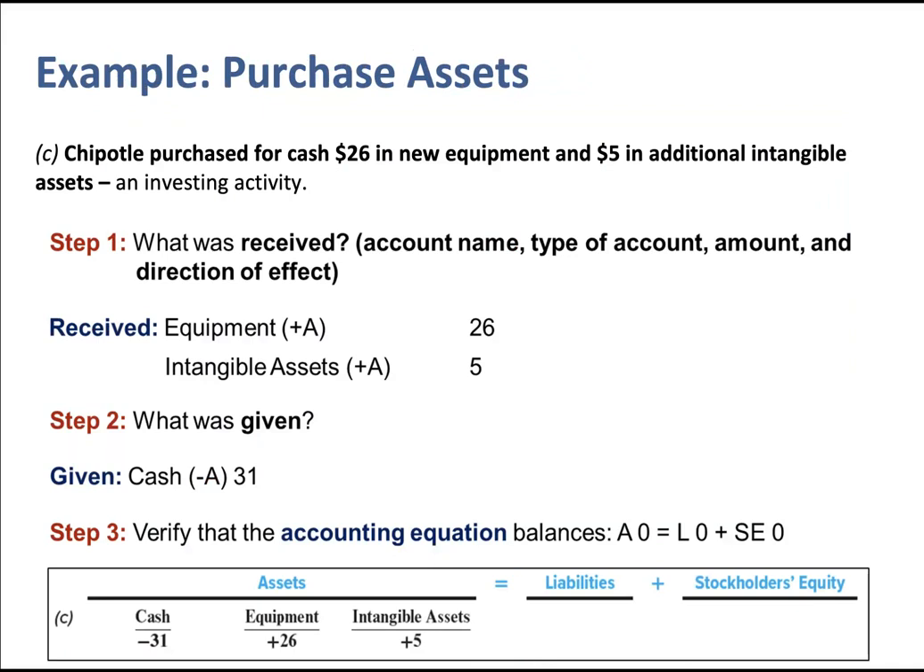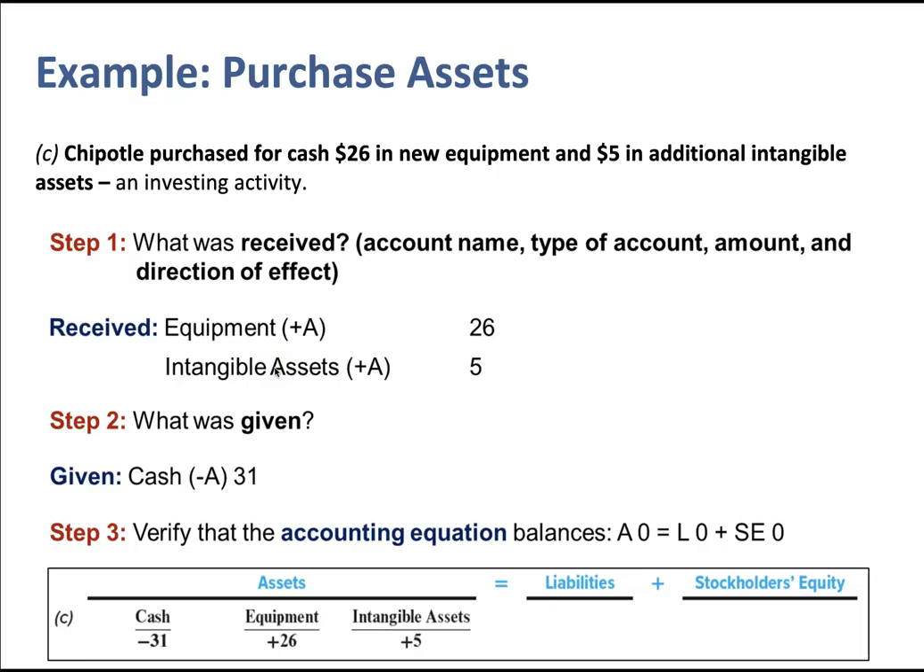All right, one more example, purchasing assets. Chipotle purchased for cash $26 in new equipment and then $5 in intangible assets. This is an investing activity. So what was received in this example? Obviously, we received new equipment and we got intangible assets. Now, intangible assets means assets that have no physical form.